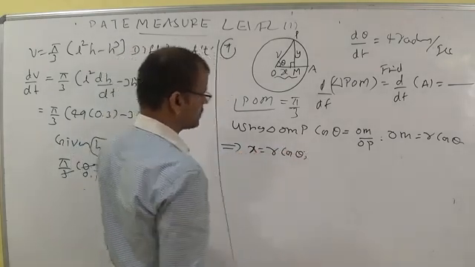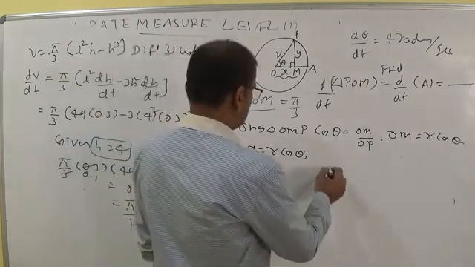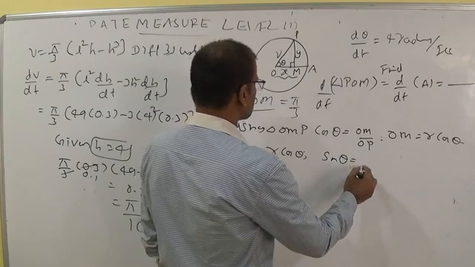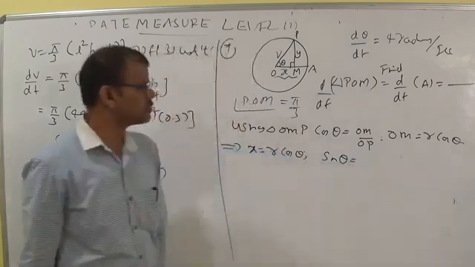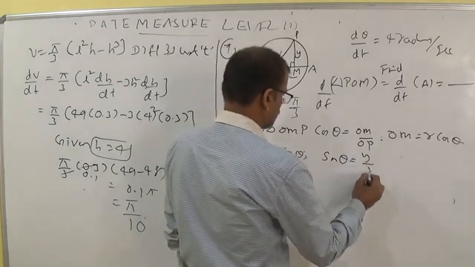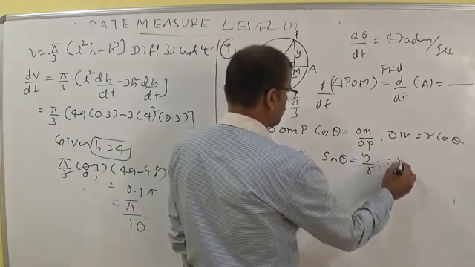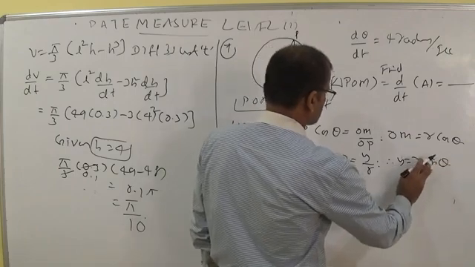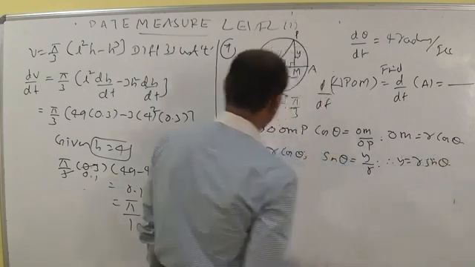Next, in the same triangle, we use sin theta. Sin theta is equal to y by r. Therefore, y is equal to r sin theta.